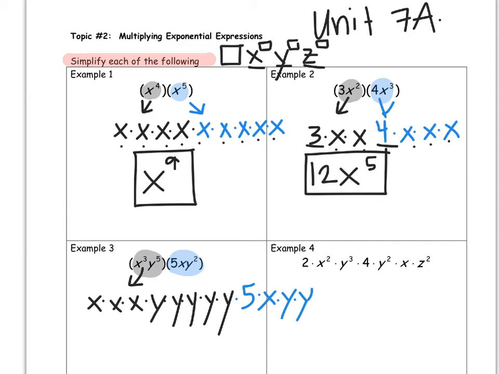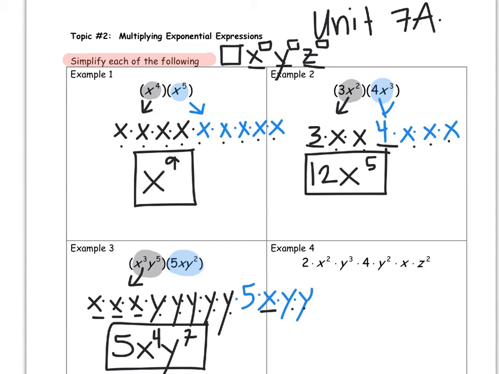And to simplify this, I first look for coefficients. I only have one, the 5, so I'm going to put that out front. So I get 5. Then I'm going to count my x's. 1, 2, 3, 4, x to the fourth. I'm going to count my y's. 1, 2, 3, 4, 5, 6, 7. Y to the seventh. Final answer.